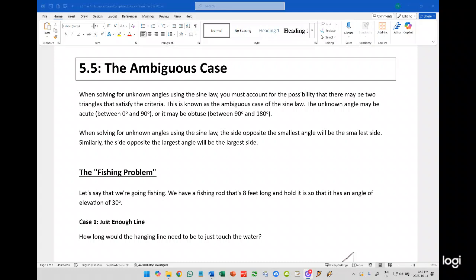All right, welcome back to the last lesson of trigonometry, which is entitled The Ambiguous Case. I will confess that students tend to absolutely hate the ambiguous case, which usually comes from a misunderstanding of when it arises and why it occurs.